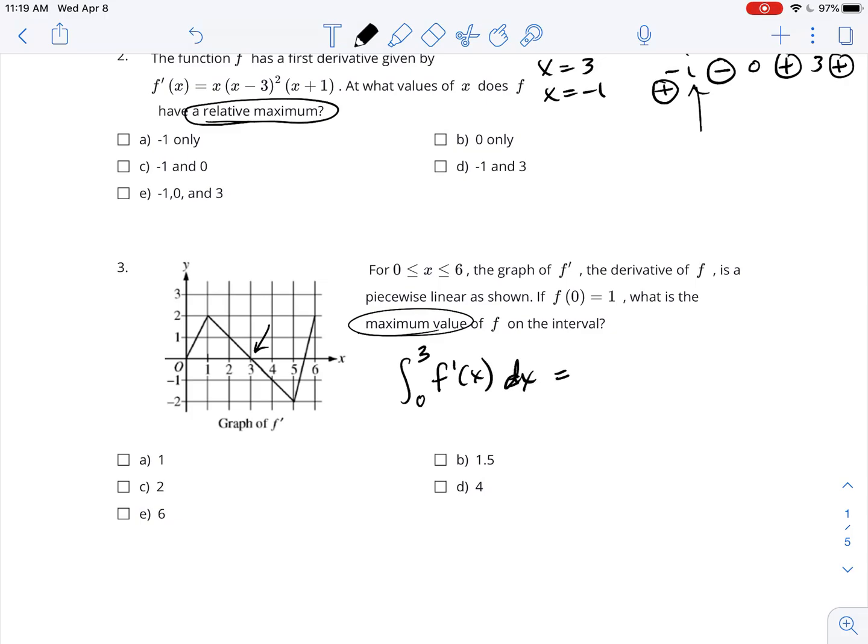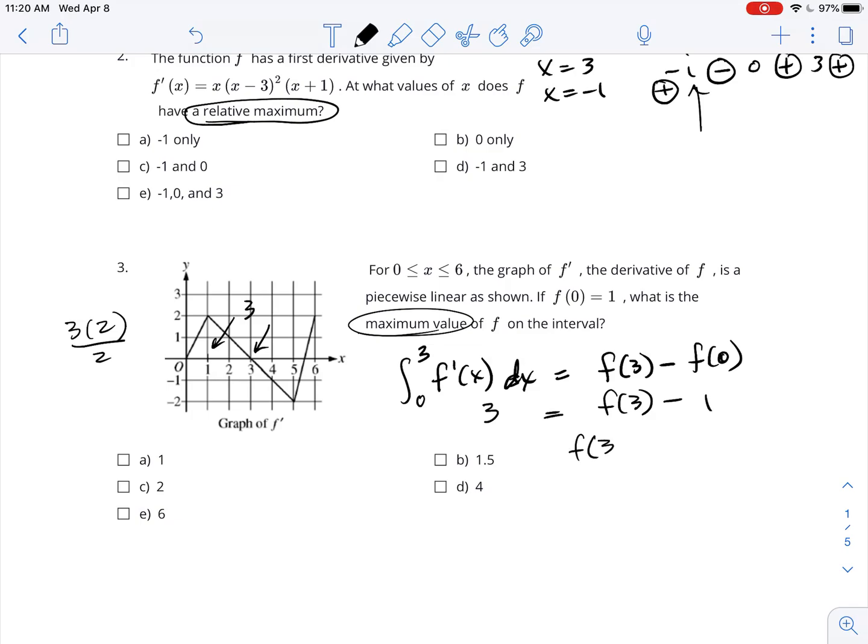So I'm looking at the interval from 0 to 3, and this is of f prime of x dx, I guess. And so this is equal to f of 3 minus f of 0 using your fundamental theorem. And so if I were to calculate the area under this curve, I have a base of 3, a height of 2, divided by 2. This area right here is 3.